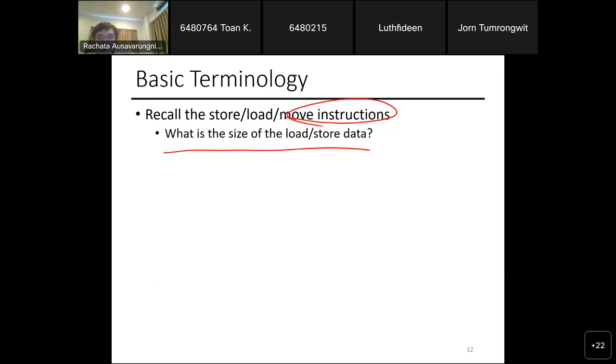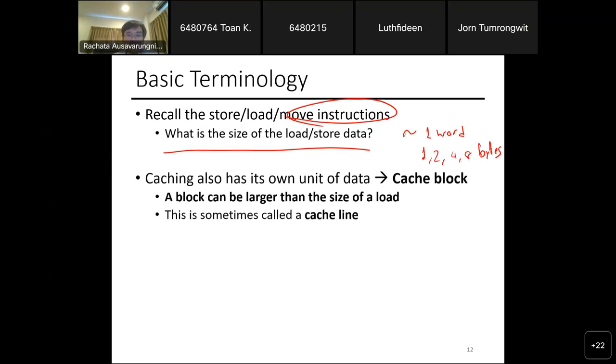It can be 1 byte, 2 bytes, 1 word, or 4 bytes, depending on the instruction, right? But this is going to be roughly 1 word, or like 1, 2, 4, and 8 bytes, right? Cache also operates in its own unit. It has its own unit of data. We call this a cache block.